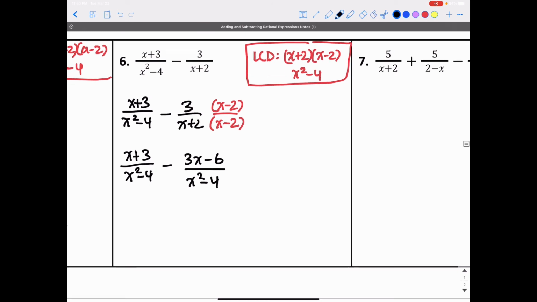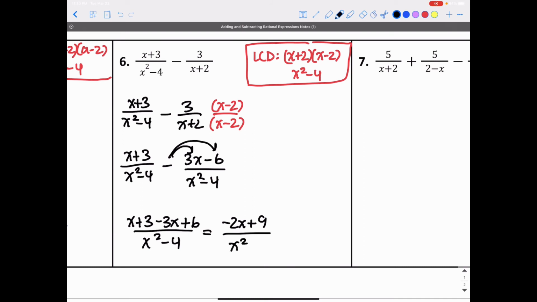And I'm going to rewrite this. I know the denominator is x squared minus 4. In the numerator, I have x plus 3 minus 3x minus negative 6, which is plus 6. And that gives me negative 2x plus 9 all over x squared minus 4. Negative 2x plus 9 does not share anything in common with x plus 2 or x minus 2. So I can leave the bottom as x squared minus 4, and I don't have to simplify any further. And then my restrictions are, the only thing that I saw in the denominator was x plus 2 and x minus 2. So x cannot be equal to negative 2 or positive 2.